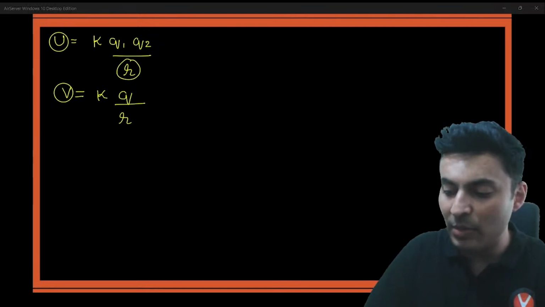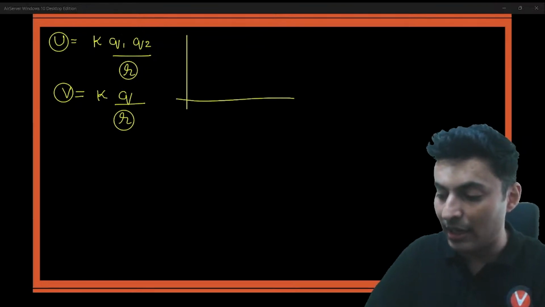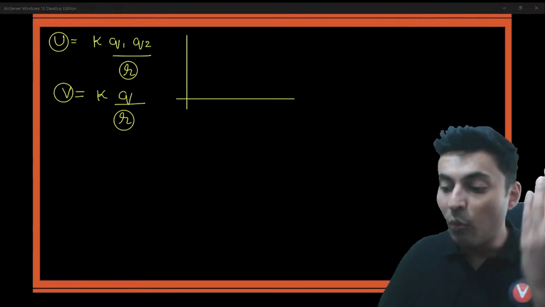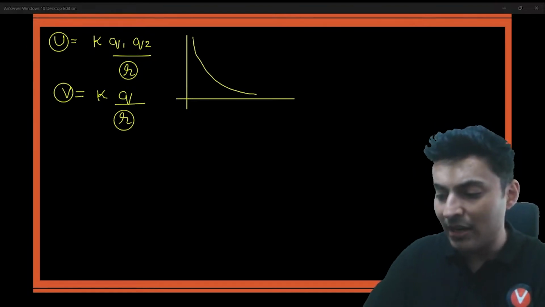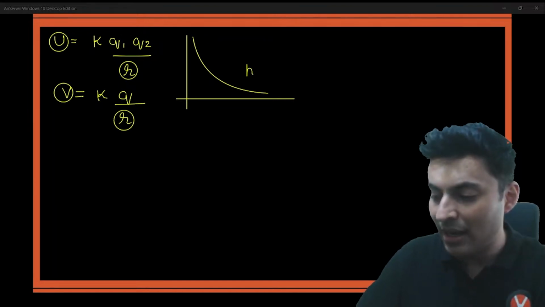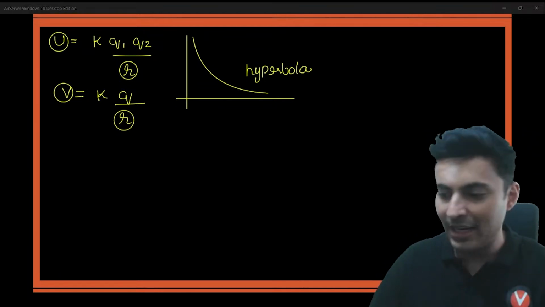It is inversely proportional to R. So if one tries to draw the graph of potential or potential energy with respect to the distance, what kind of graph will it be? It will be a curve, but which special curve? It will be a hyperbola. Understood? Everybody with me? Very good.